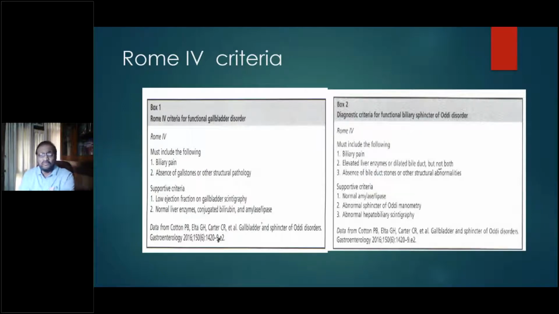So let's see what the Rome 4 criteria is all about. Now, the Rome 4 criteria for functional gallbladder disorder and the Rome 4 criteria for biliary sphincter of Oddi disorder. One thing is very common to both of them.